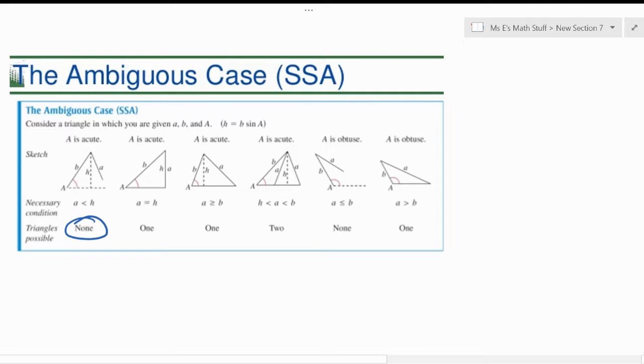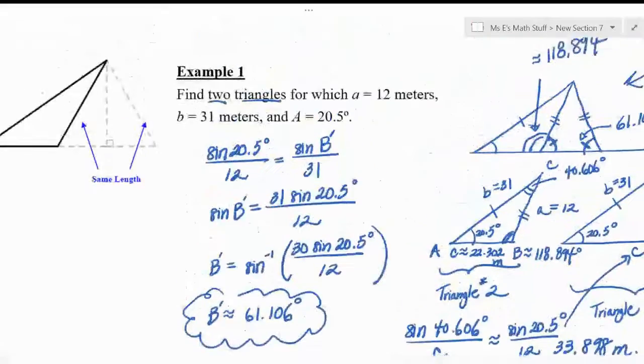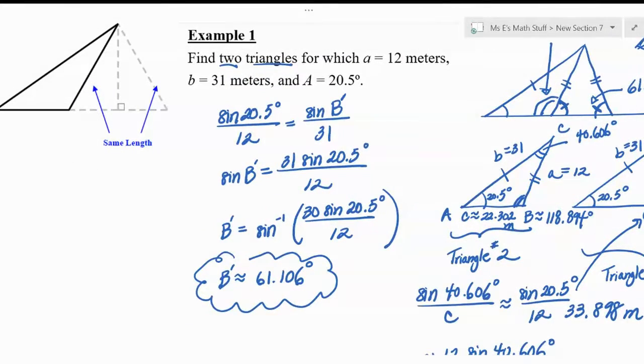Okay. But like I mentioned before, when you do this type of problem in a test situation, I will tell you in the directions that you're supposed to find 2 triangles. So hopefully that helps everybody.